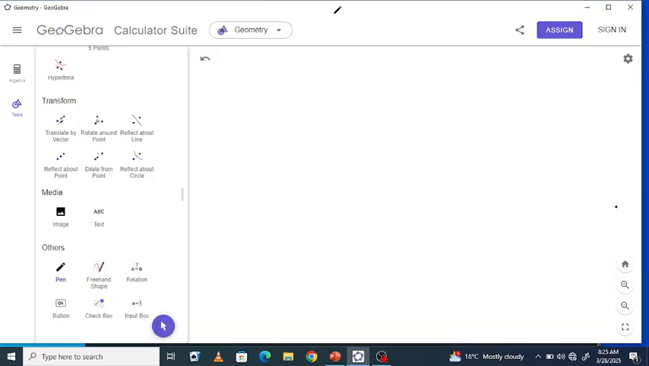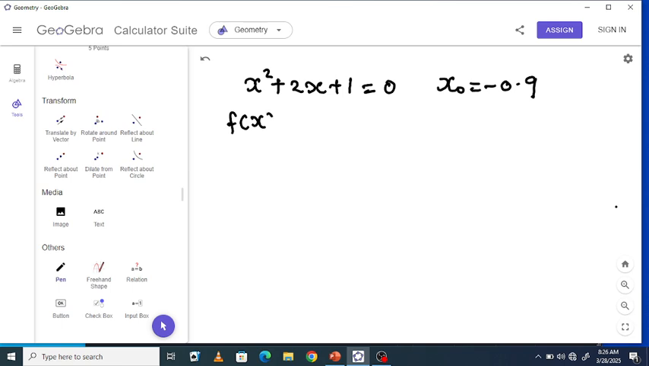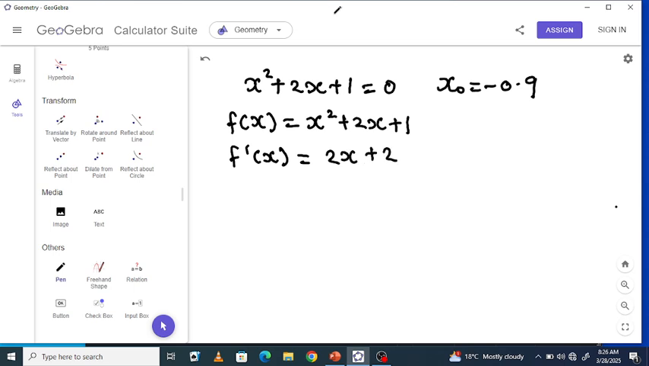Hello, we are still on the Newton Raphson method. Today we have x squared plus 2x plus 1 is equal to 0, and you have been told that x naught is equal to negative 0.9. For these solutions of nonlinear equations, you have to be told what your x naught is, because we start from somewhere. Automatically our f of x is x squared plus 2x plus 1. That means our f prime, we differentiate and get 2x plus 2.